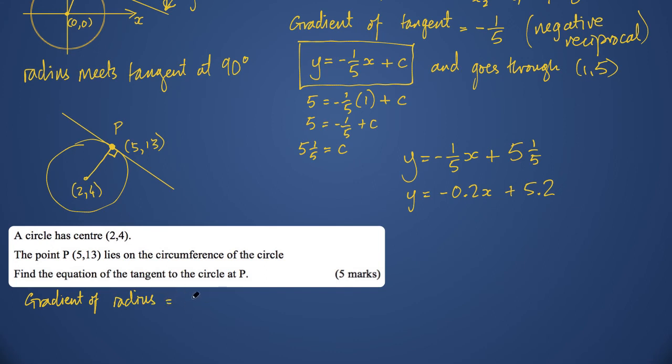And that is change in y over change in x. So I'm going to take that as my y coordinate, 13 minus 4, the other y coordinate, over 5 minus 2, the two x coordinates. 13 minus 4 is 9, 5 minus 2 is 3, 9 divided by 3 is 3. So the gradient of the radius is 3. I need to find the gradient of the line that is perpendicular to that radius, so I find the negative reciprocal. Gradient of tangent equals minus 1/3.